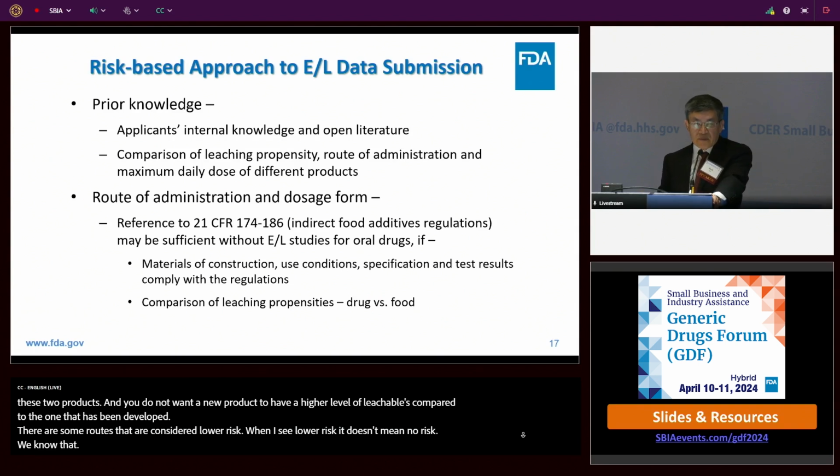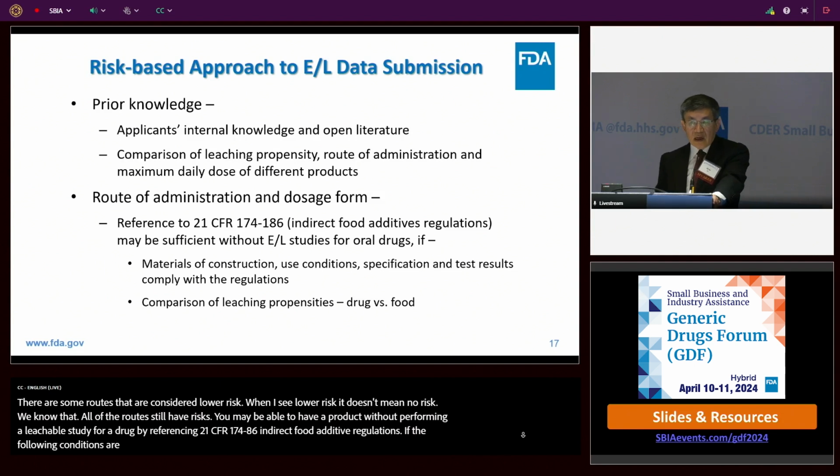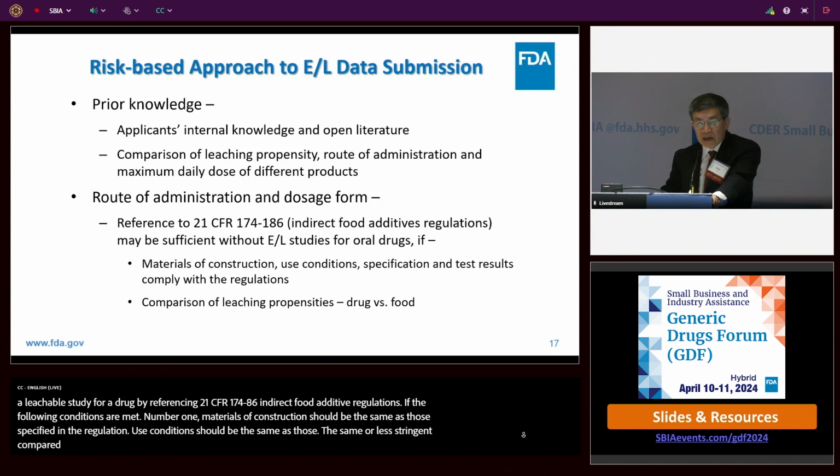You may be able to develop a product without performing an extractables and leachables study for an oral drug by referencing 21 CFR 174 to 186, the indirect food additive regulations, if the following conditions are met. Number one, materials of construction should be the same as those specified in the regulation. Use conditions should be the same or less stringent compared to those specified in the regulation. For example, some material can be used to package alcoholic beverages.